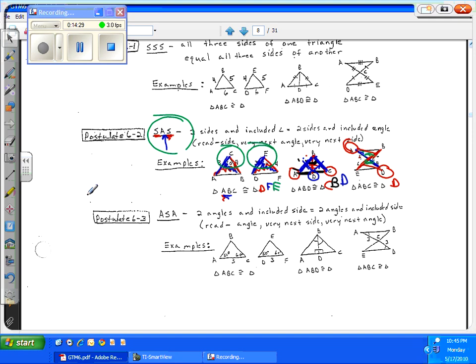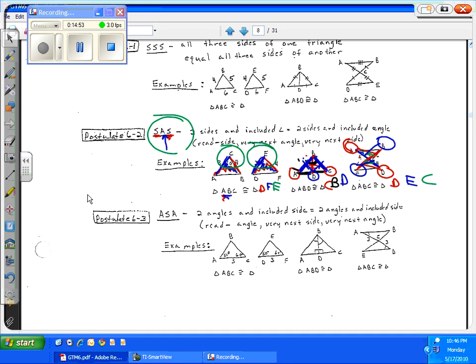The B was opposite the blue. E is opposite the blue, so B goes with E. And the C's were equal because they were vertical, so we properly named the congruency. So two ways so far to prove that two triangles are congruent.